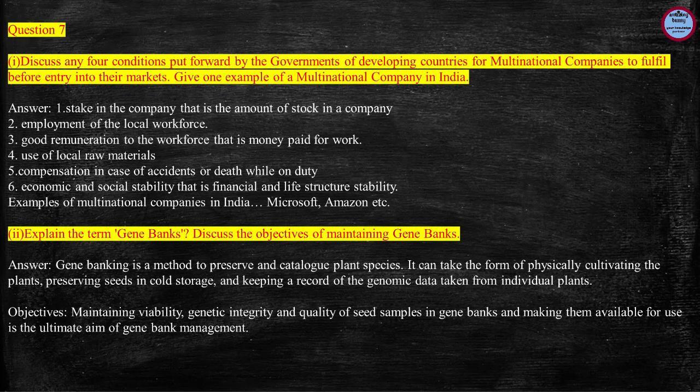It can take the form of physically cultivating the plants, preserving seeds in cold storage, and keeping a record of the genomic data taken from individual plants. Objectives of a gene bank: maintaining viability, genetic integrity, and quality of seed samples in gene banks and making them available for use is the ultimate aim of gene bank management.